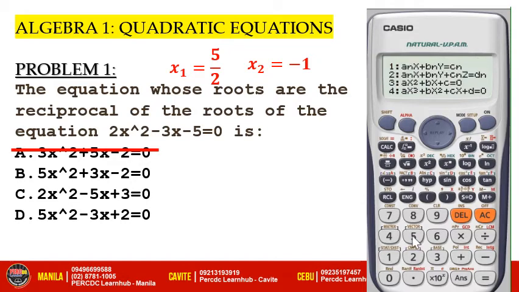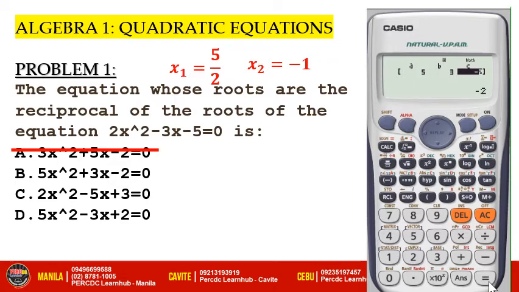Mode 5.3. And then input natin yung coefficients ng quadratic equation na nasa letter B: 5, 3, and negative 2. So, press tayo ng equal. Pag press natin ng equal, lalabas yung roots ng quadratic equation na nasa B. And then, ang roots na yon dapat reciprocal siya ng roots ng nasa given. If ever reciprocal siya, then therefore si letter B yung correct answer. If hindi naman, proceed tayo kay letter C.